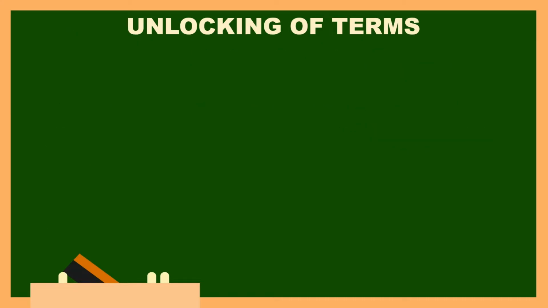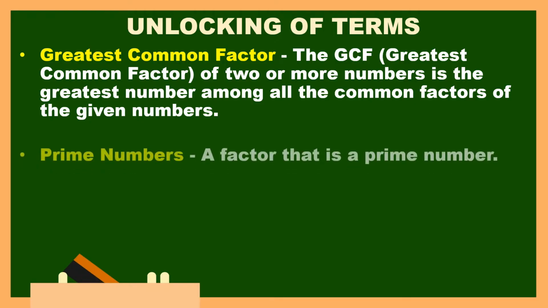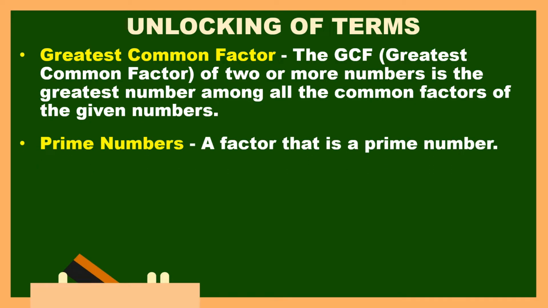Let us have first the unlocking of terms. First is the greatest common factor. When we say greatest common factor of two or more numbers, it is the greatest number among all the common factors of the given numbers. Next is prime numbers. A prime number is a factor that is a prime number. Halimbawa po ng prime number ay 2, 3, 5, 7, and so on.